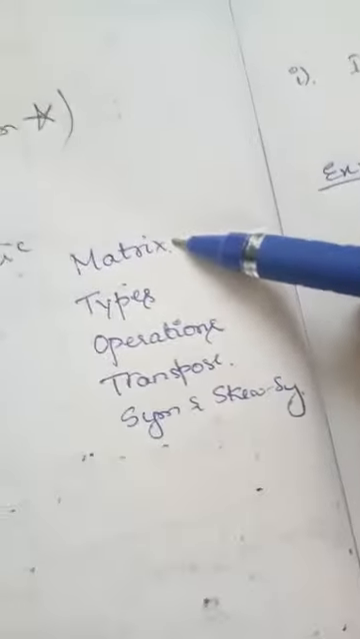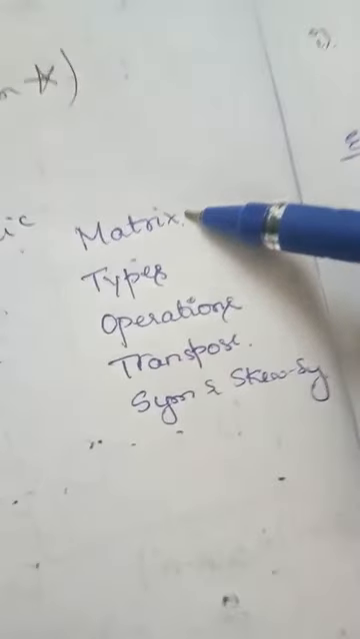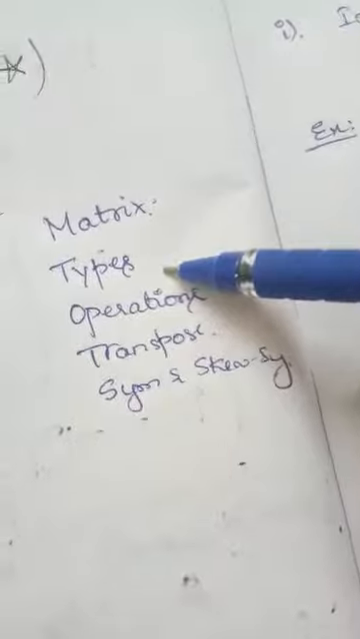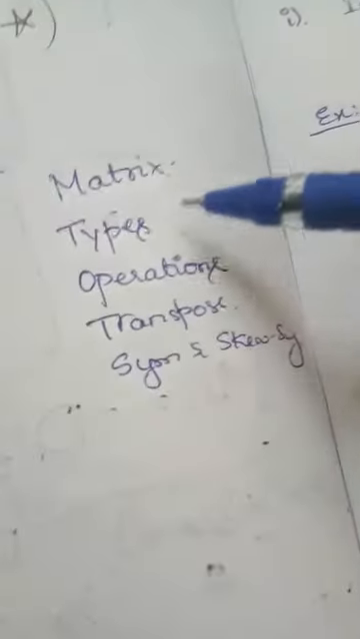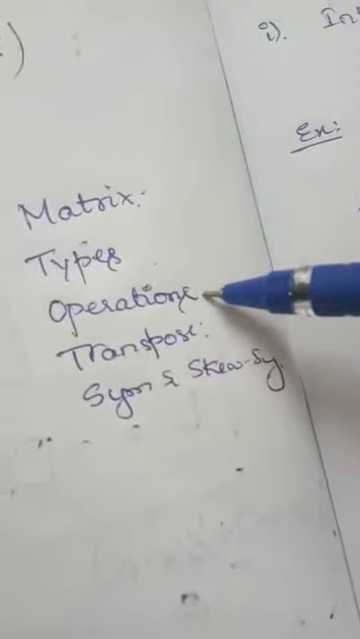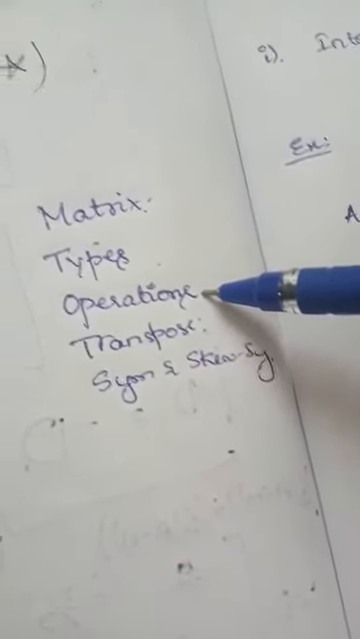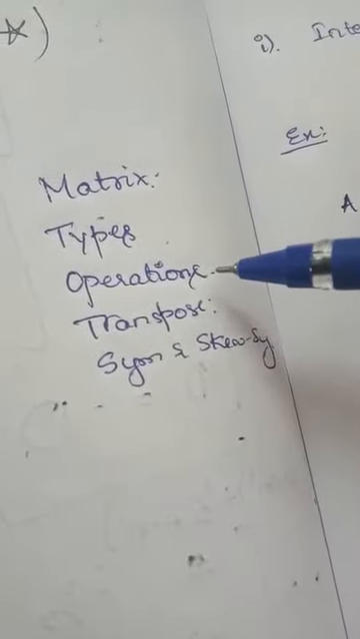Hi students, so till now we have come across the matrix, what is a matrix, and how we are going to represent these matrices. Then we came across the types which lie under the matrix. After that we came across operations, like which operations are used in the matrix, like addition, subtraction, multiplication, all these operations which we have learned till now.